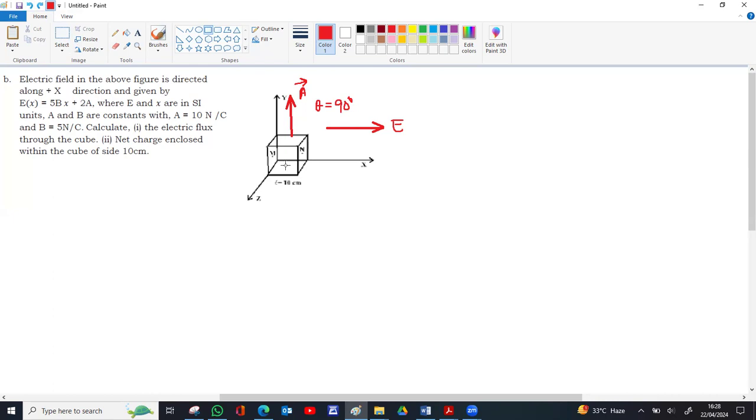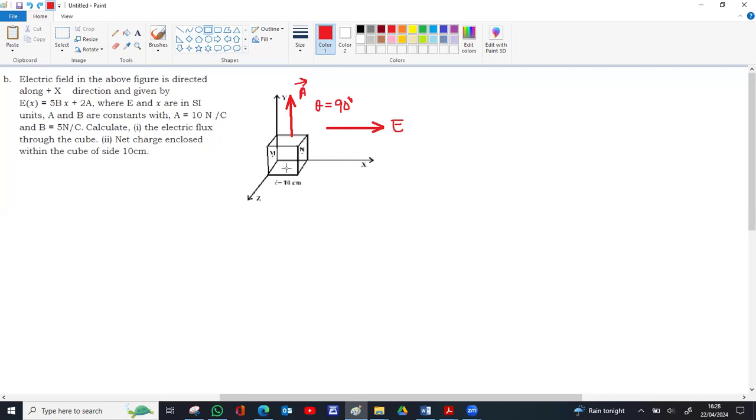Now if we check the face straight below the top one, the electric field is again to the right everywhere. The area vector will be straight down, so that case also the angle will be 90 degrees. For the front face of the cube, the electric field is towards the right everywhere, and the area vector will be along the z-axis, out of the screen. So z-axis and electric field along the x-axis, that is 90 degrees.